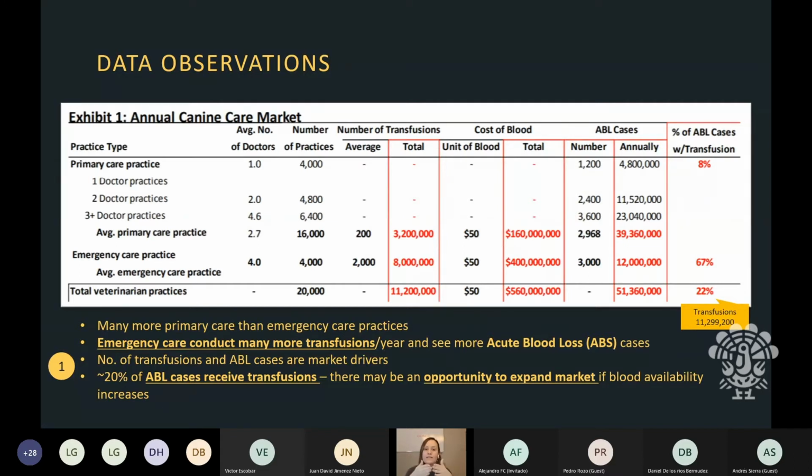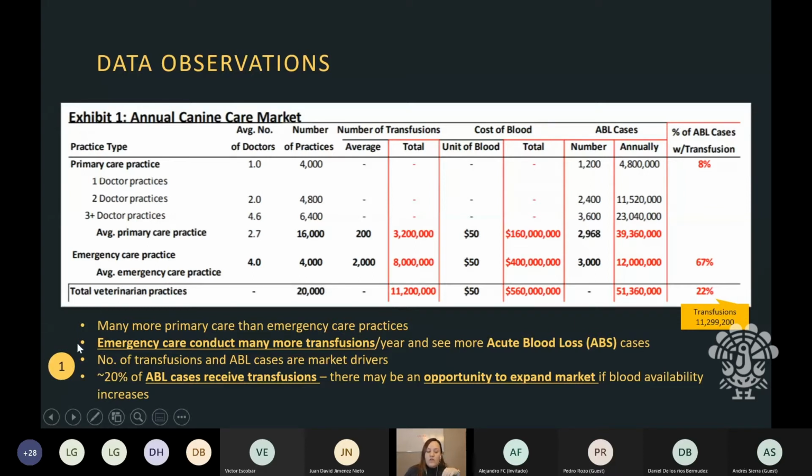Once you understand your segment and where you compete, you can also survey how many people are buying your product or service and how much they are paying for it, and start doing those data observations. I'm not going to focus on this. This is acute blood loss, and how many of those they do in emergency practice. But just by focusing on this segment, they can reach their capacity, for example.